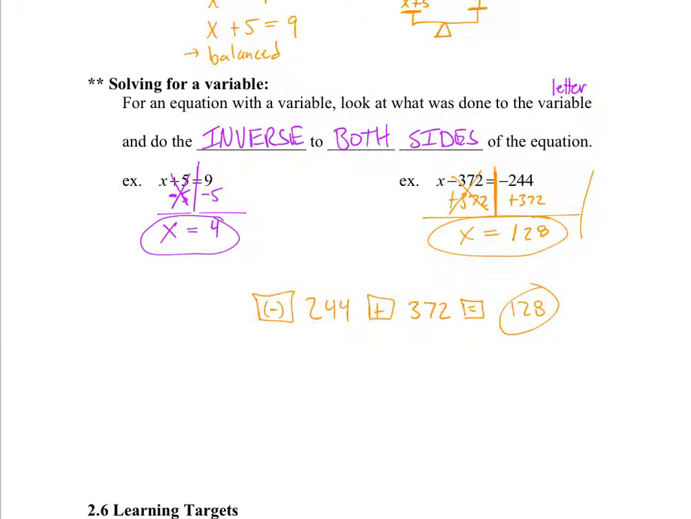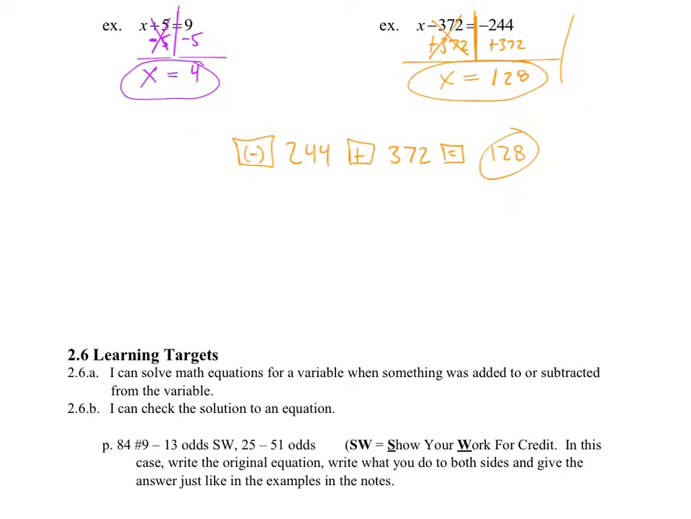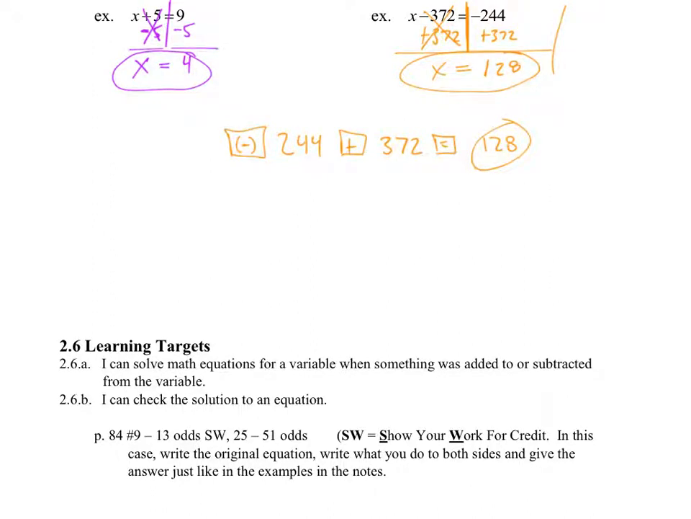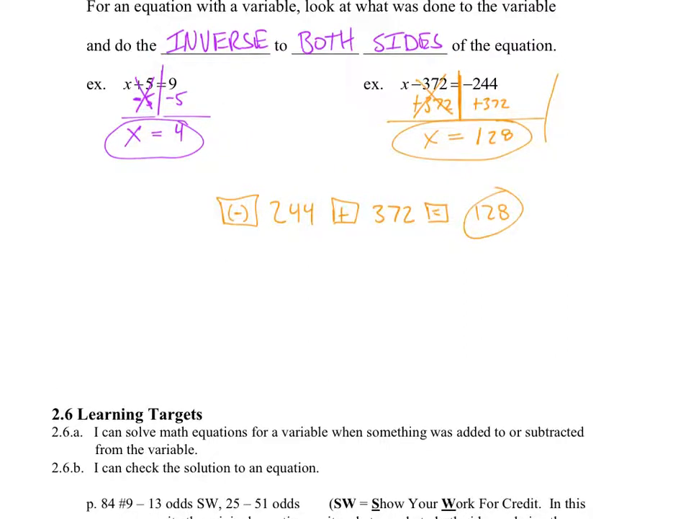So, your homework. If you notice on there, it says SW. Show your work for credit. 9 through 19 odds. You have to show your work for credit. What am I looking for? It says there to show our work. In this case, write the original equation, write what you do to both sides, and give the answer, just like in the example in the notes.